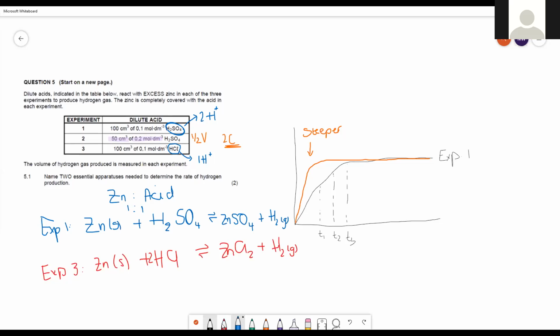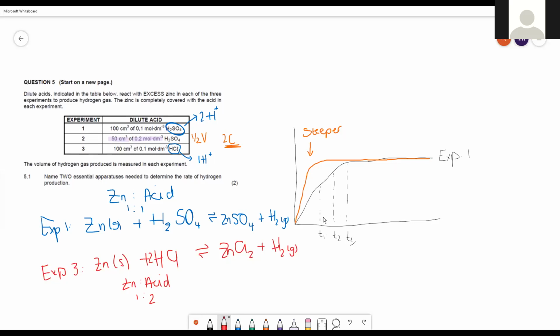Whereas with hydrochloric acid, your zinc and your acid has a 1-to-2 ratio. So what that means is you will need double the hydrochloric acid than you do the sulfuric acid if you want to get the same curve.